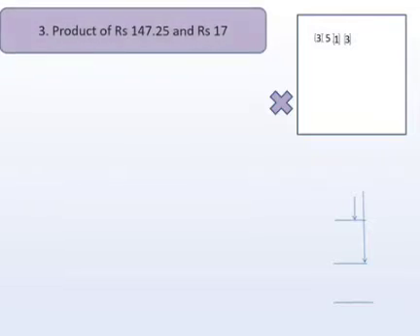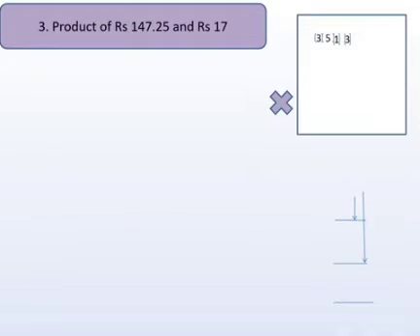Now let us move on to third sum. Product of rupees 147.25 and rupees 17. So product means multiplication. So we are going to multiply rupees 147.25 and rupees 17. Let us go to the working column and multiply these two numbers. 147.25 into 17. So in 17, 7 is the units place, 1 is the tens place. So always start from units place, that is from 7.